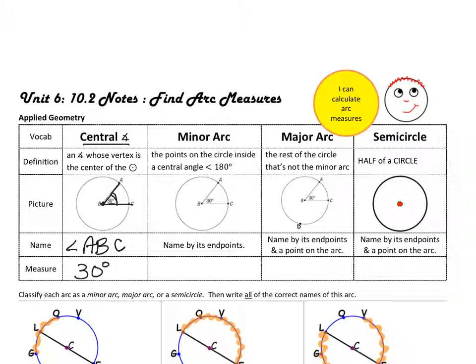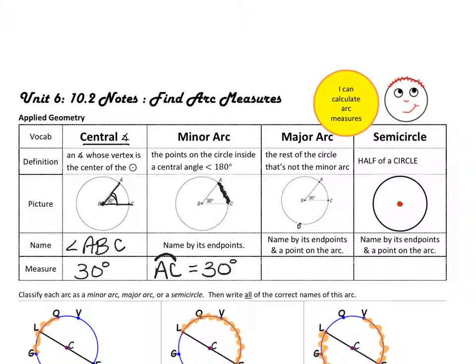Okay. Our next one is minor arc. The points on a circle inside the central angle, which is less than 180 degrees. So if you look on this circle, our minor arc goes from point A to point C. And so we write that as AC with a little arch over top of it. That shows that that is an arc, and its degree measure is just 30 degrees. It's the same thing as the central angle.